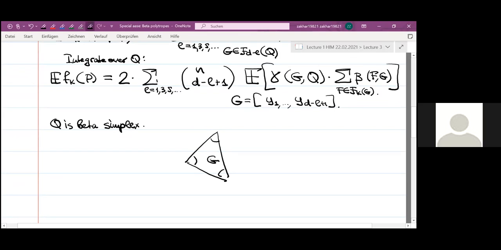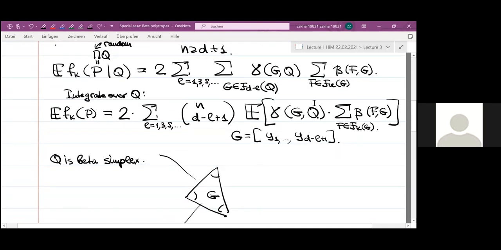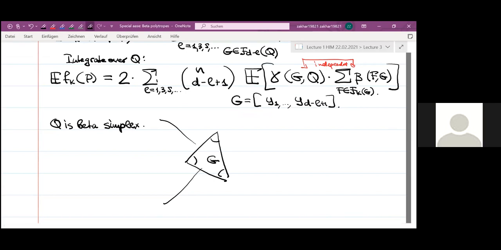It's difficult to draw now because G is now two-dimensional, but it has a tangent cone there. And we proved that the tangent cone is independent of the internal properties of G, invariant under scaling, which means that this angle gamma, which is just the normal angle of the tangent cone, the angle of the dual cone of the tangent cone, is stochastically independent of this sum of betas. So this is the crucial fact. They are independent. And that's why we can write the expectation as a product.